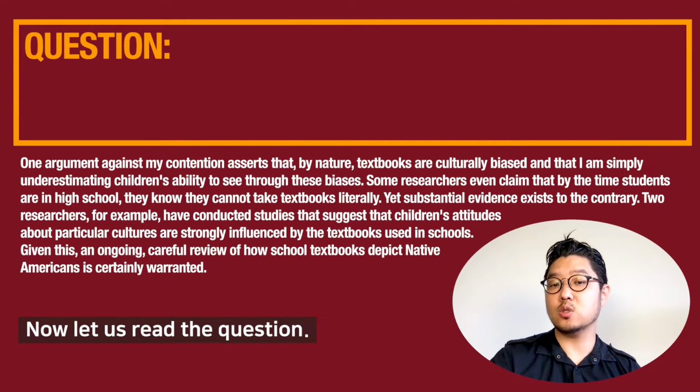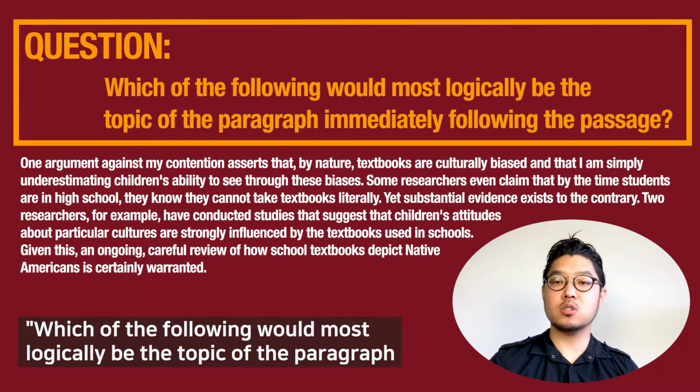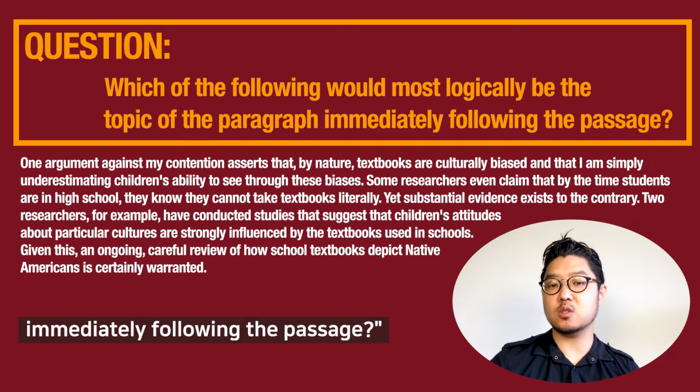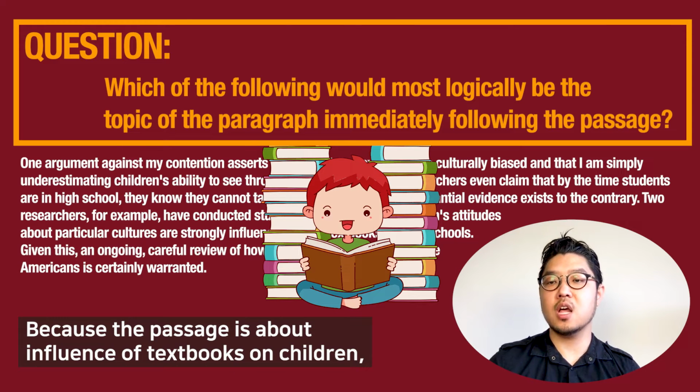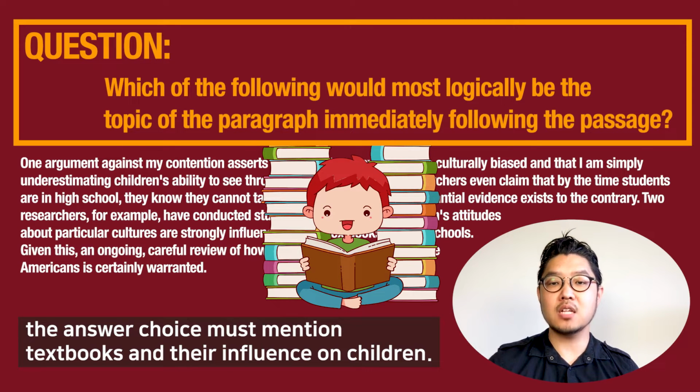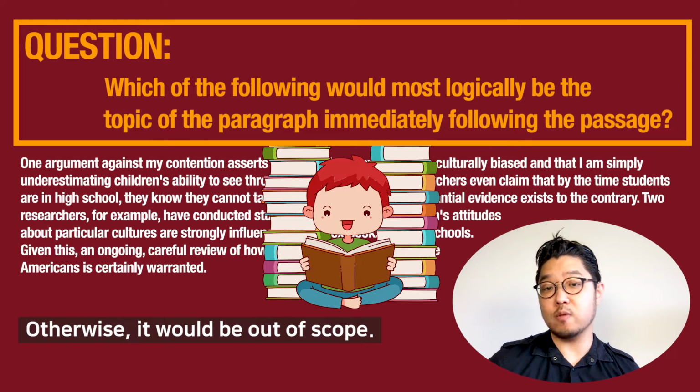Now let us read the question. Which of the following would most logically be the topic of the paragraph immediately following the passage? Because the passage is about influence of textbooks on children, the answer choice must mention textbooks and their influence on children. Otherwise, it would be out of scope.